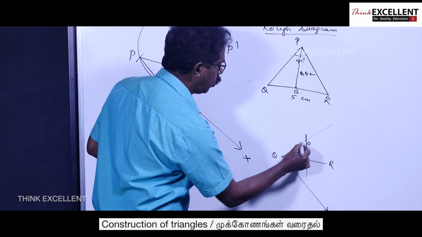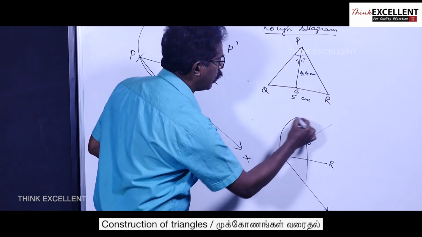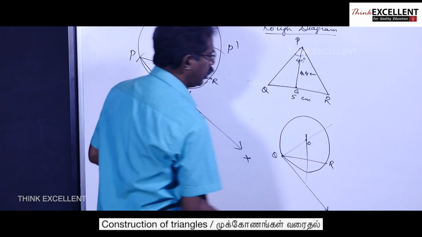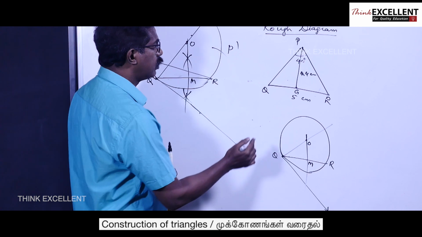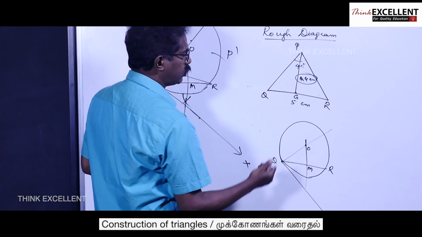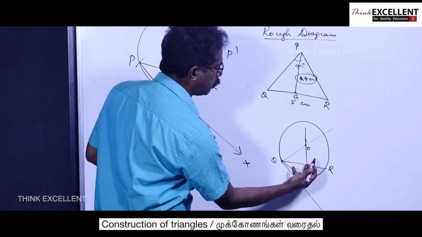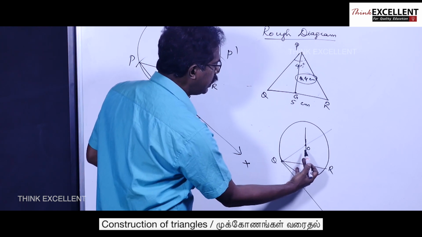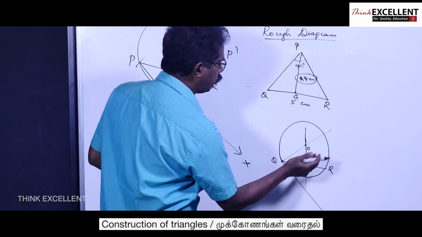With O as center, OQ or OR as radius, you draw a circle. After this, take this as the midpoint and take it as M. Now 4.4 is given, right? So in the compass you take 4.4. Keep the pointer at M. If median is given, cut the circle with M as center and 4.4 radius.